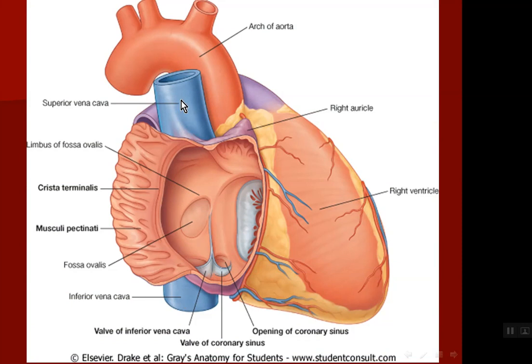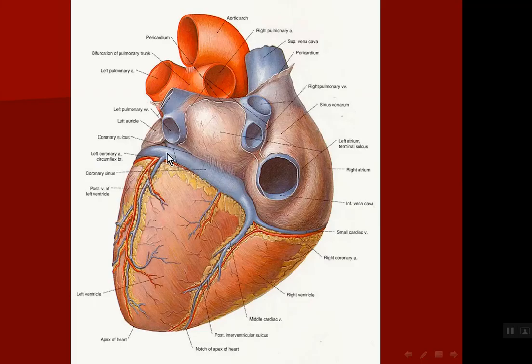So we need two large vessels, the SVC and the IVC. And for draining the blood of the heart itself, we need a vein whose name is the coronary sinus. So these three foramina are connected and communicate with the right atrium.